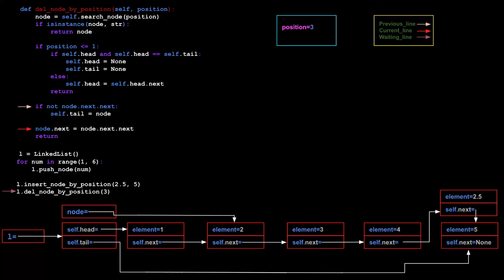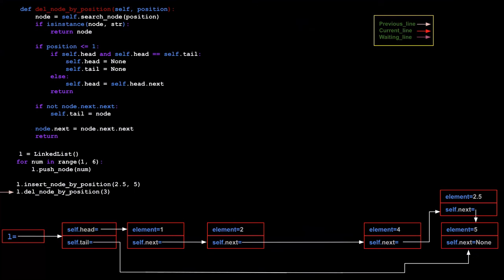I want you to pay attention. You will see the node that contains element 3 disappear. And that's how we delete a node from a linked list. There it is. Now we go to the next line. We return, we go back to where the del node by position was called.